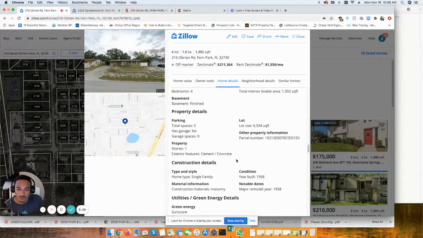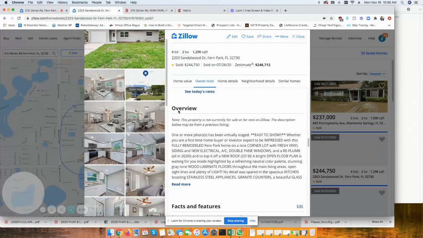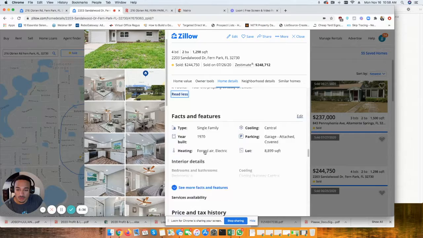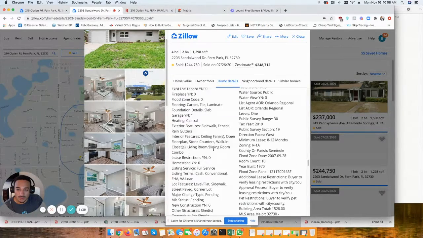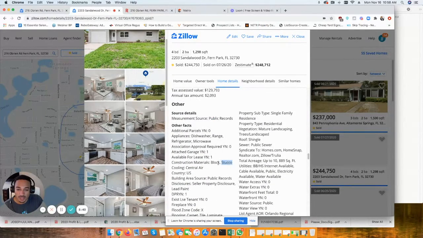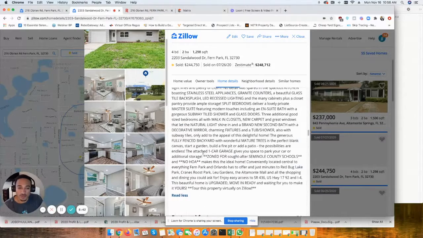Here, I'm just going over. Oh, okay. It's cement concrete. That's our house. This is the house that we're evaluating. And then you look over here. This house is probably the same. Oh, block stucco. Okay, so it's about both. It's both, you know.